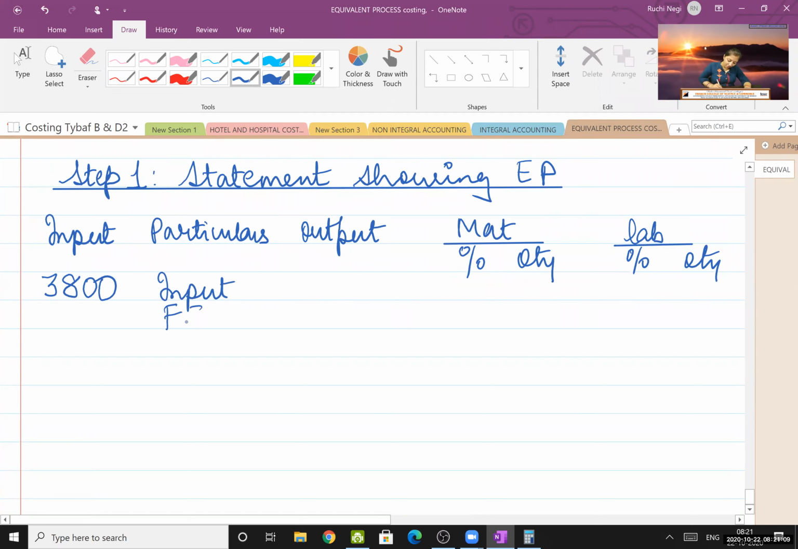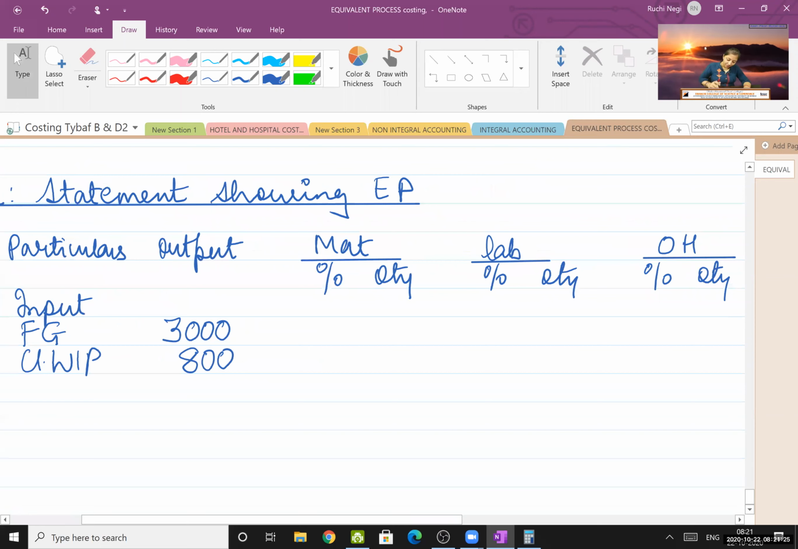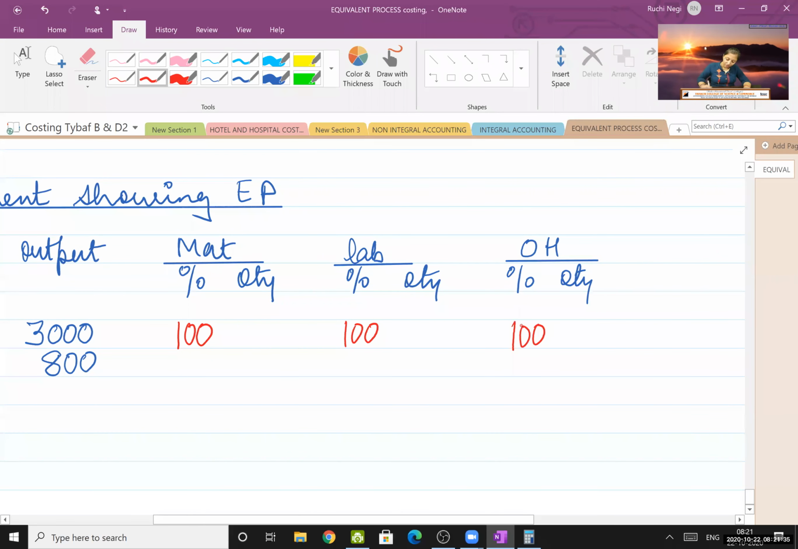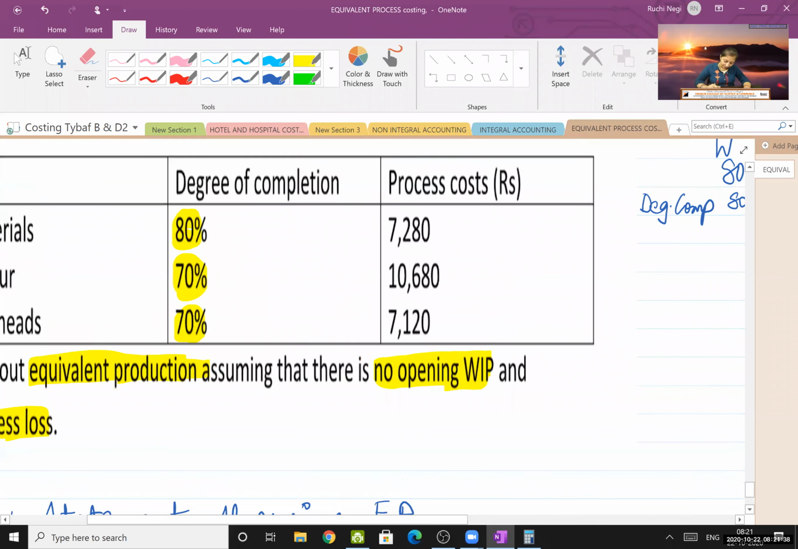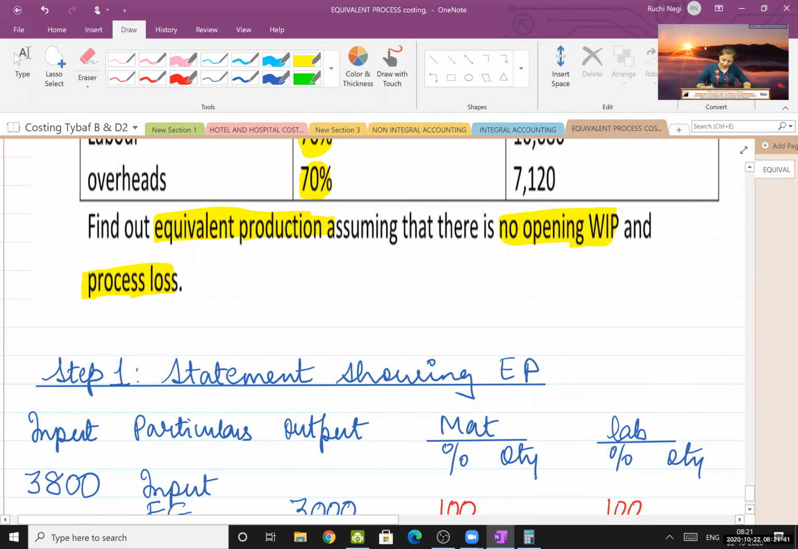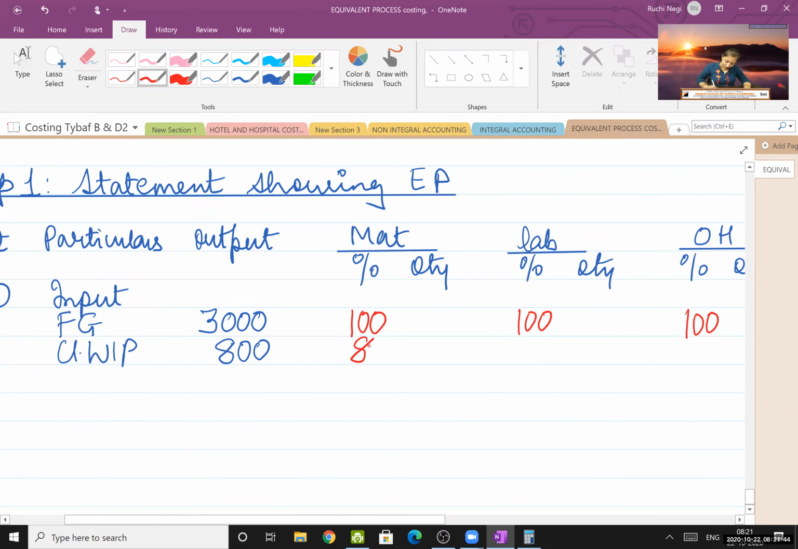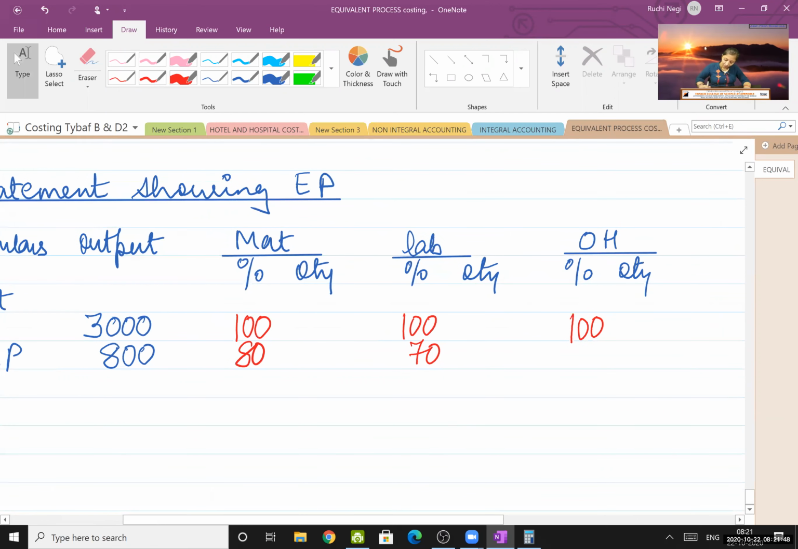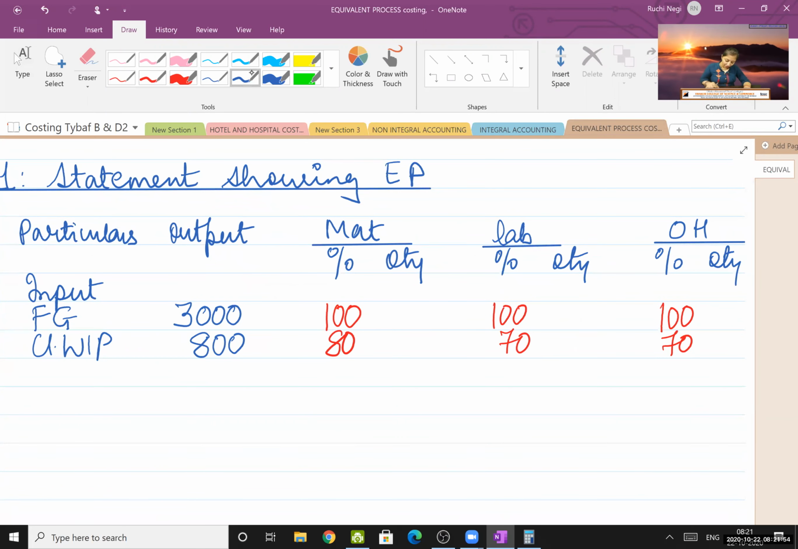Then I have my finished goods. And then I have my closing WIP. How much finished goods do I have? 3000. Closing WIP 800. Degree of completion. Assume this to be 100. And for this it is given: 80, 70, 70. Now calculate.